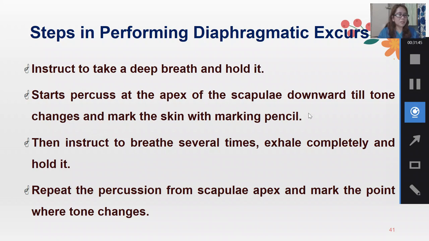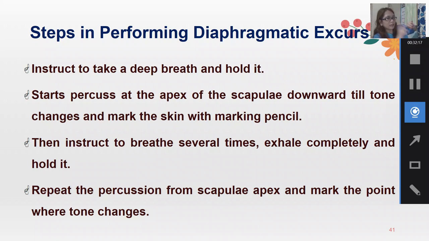Okay? Then, till the tone changes and mark the skin with marking pencil. So, makikita nyo rin doon sa akin. Nag-mark ako. Then, instruct to breathe several times. Exhale. Kasi, syempre, nag-mark ka, no? Hinga po muna malalim. Inhale, exhale. Inhale, hold. Kung kanina, sa una, nag-start ka dun sa pinakataas, sa scapula, pinag-inhale mo si client, exhale, nag-tap ka pababa, one side lang.